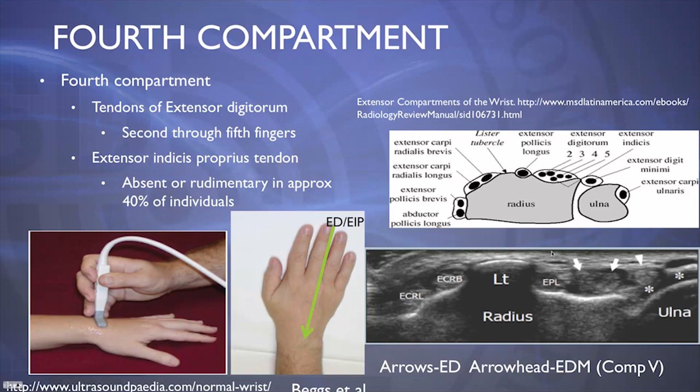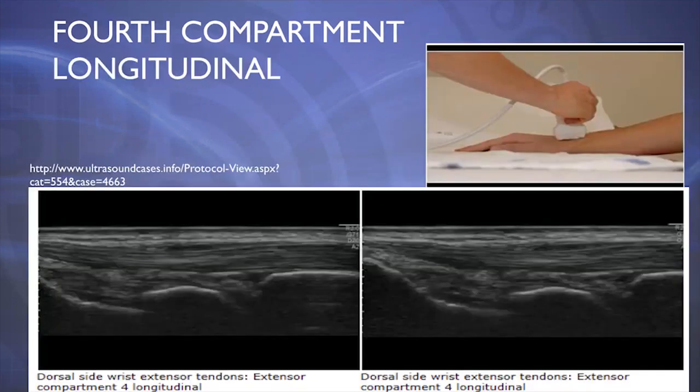These tendons, like I said, are going to be going over the second through the fifth fingers, and that's going to be how they splay out. And we'll try to evaluate these in longitudinal. It can be a little tricky since there's so many tendons in this compartment, but try your best in looking at them from proximal to distal.